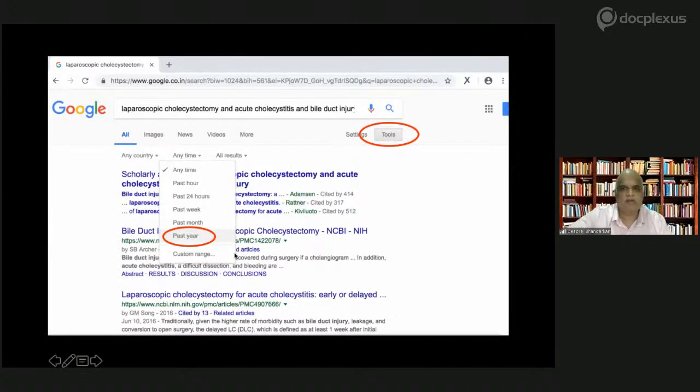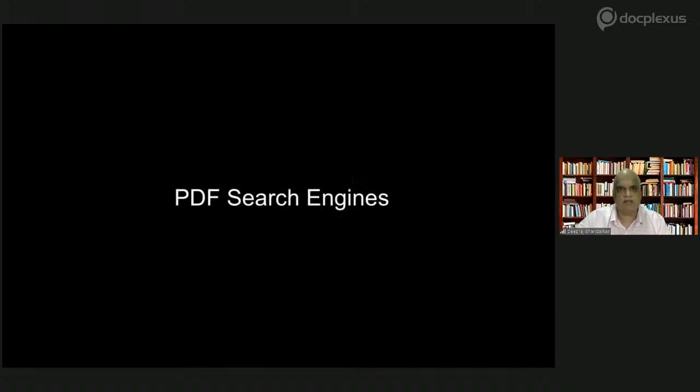So this is a filter. You say past year, or there is a custom range, you can say 5 years, and it easily brings up the articles on the subject. There are some specialized PDF search engines.